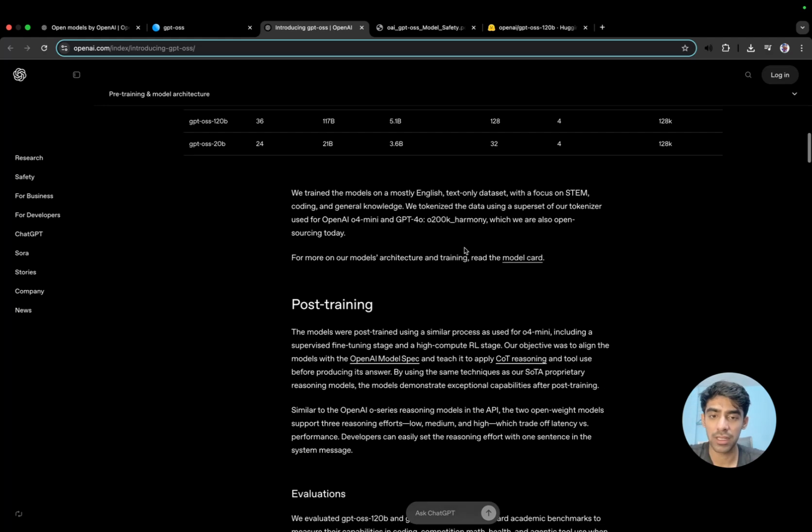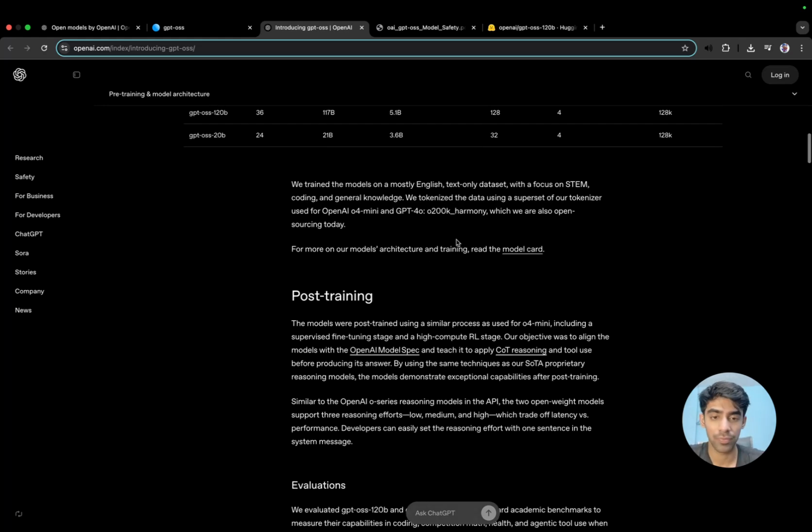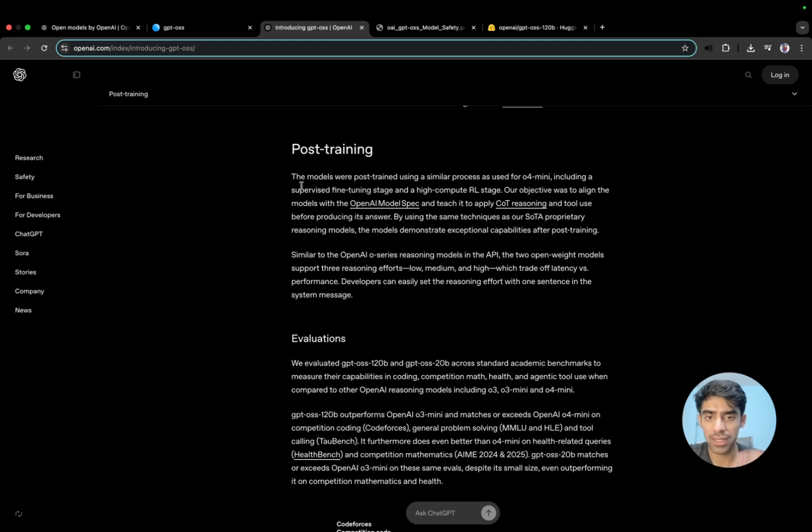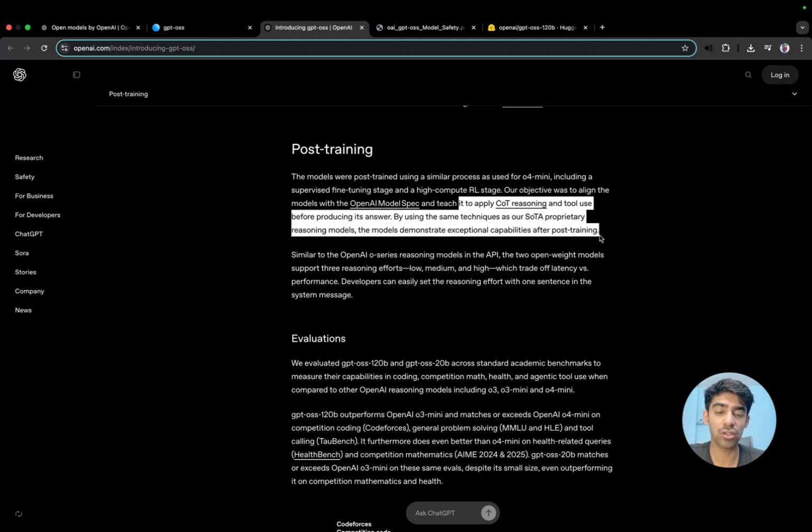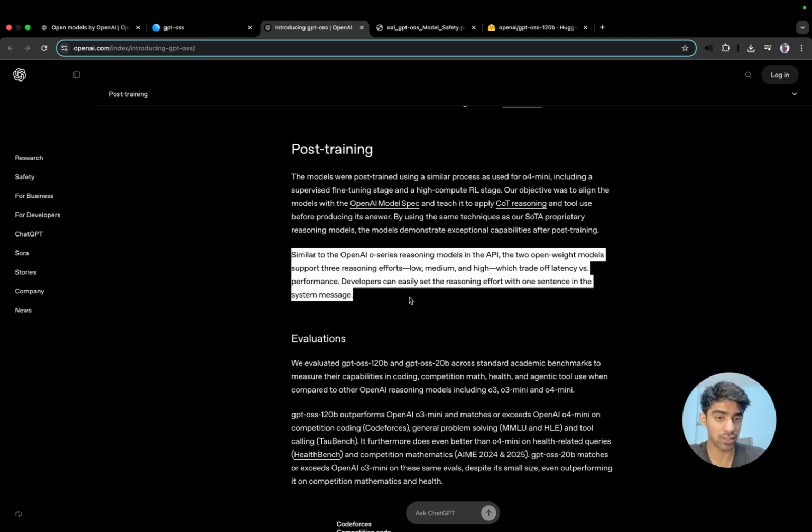As you can see, we train models mostly on English text-only data with a focus on STEM, coding, and general knowledge. So yeah, now for the post training, they are saying our objective was to align models with the OpenAI model spec. You guys can go and read it, and teach it to apply chain of thought reasoning. And similar to OpenAI O series models in the API, the two open source models support three reasoning efforts. As we know, for O4 and O3 we had high, low, and medium. Similarly, we have it here, and that is going to impact your latency and performance.